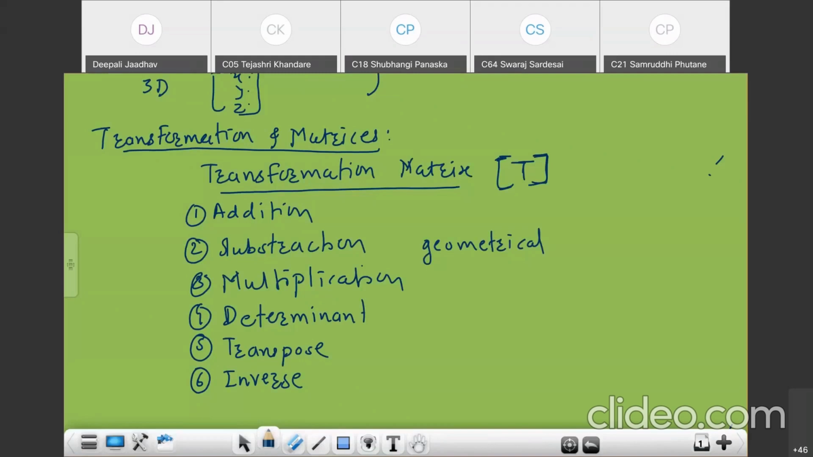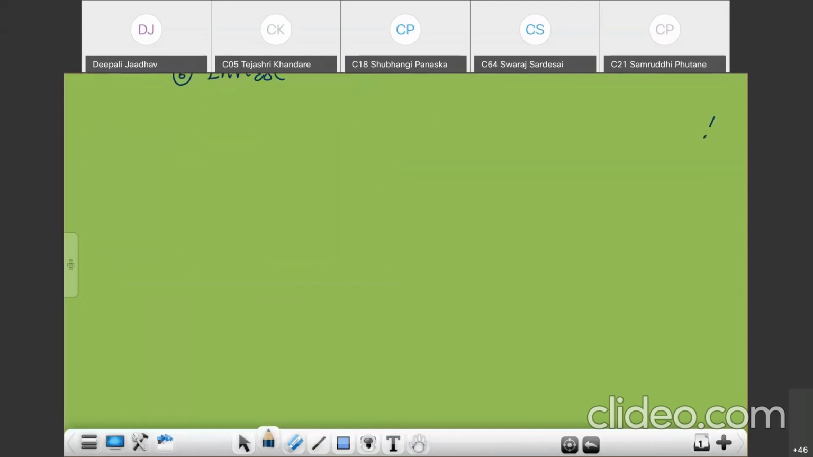In 2D, it is a 2 into 2 matrix. The first point is the transformation of a point.